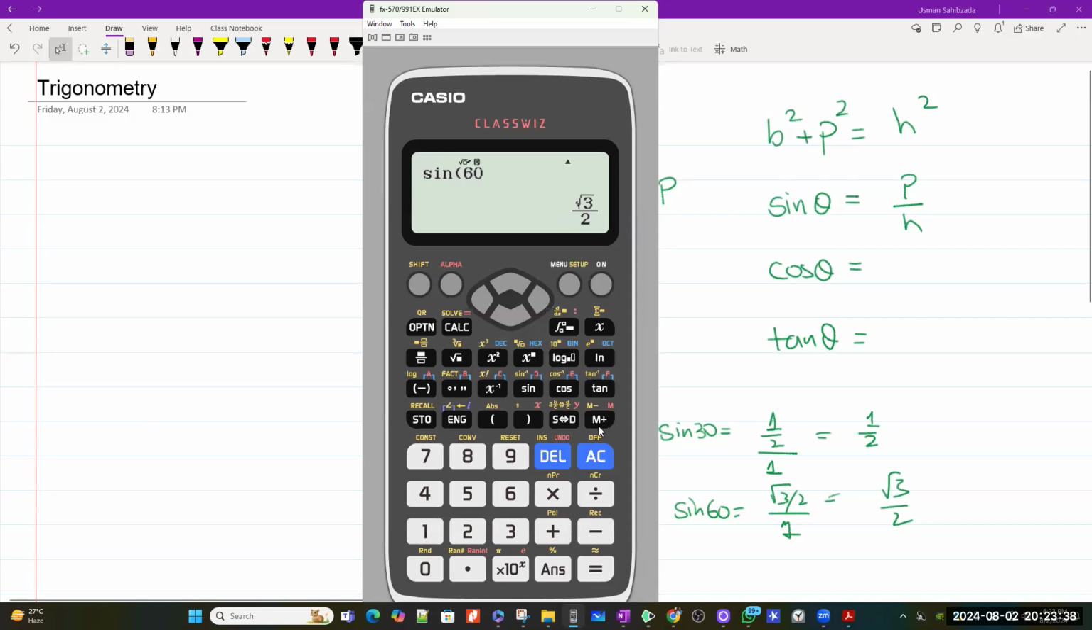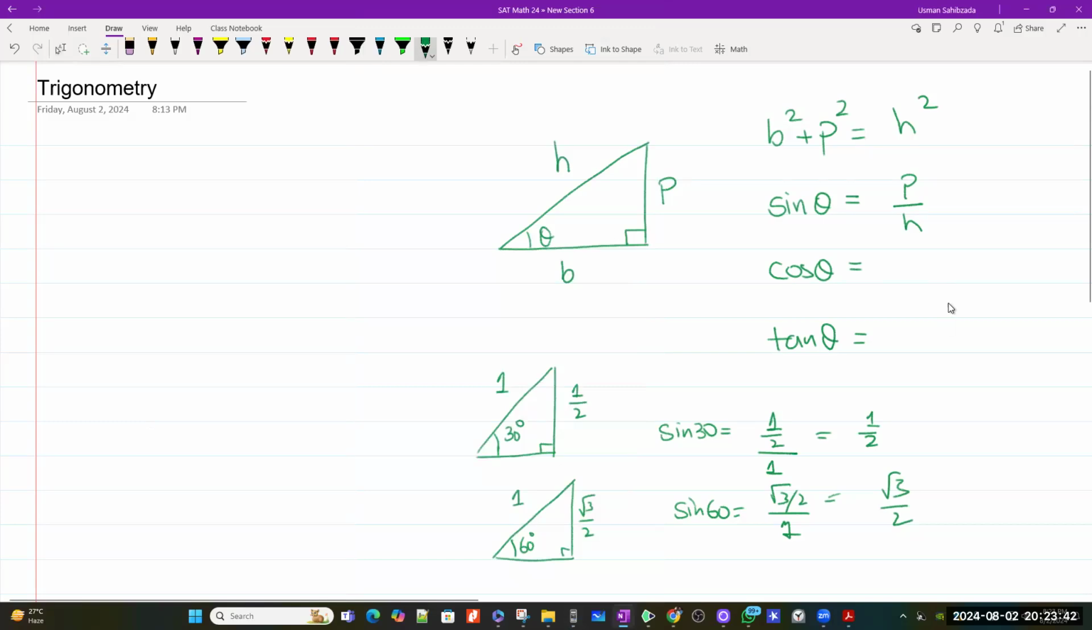So sine 60 ratio is under root 3/2. Okay, guys, and cos theta is the ratio of base over hypotenuse, and tan theta is perpendicular over base. Some people have curly brown hair through proper brushing, so it just depends on how you've remembered these, but the ratios are like this.